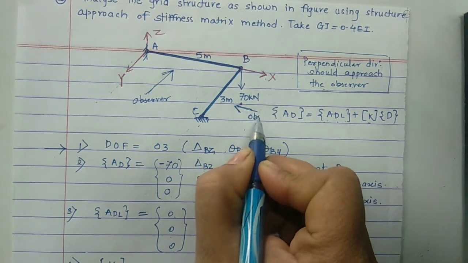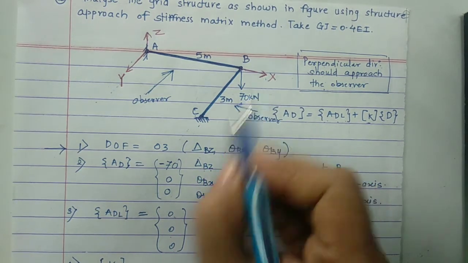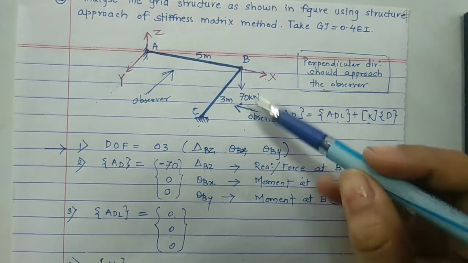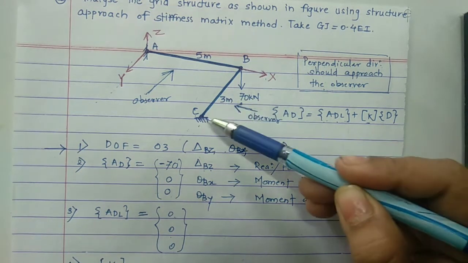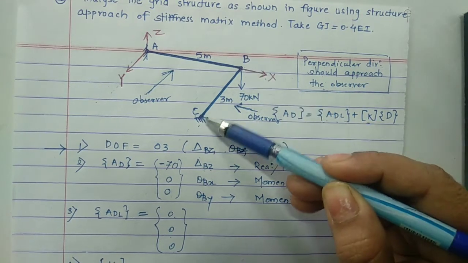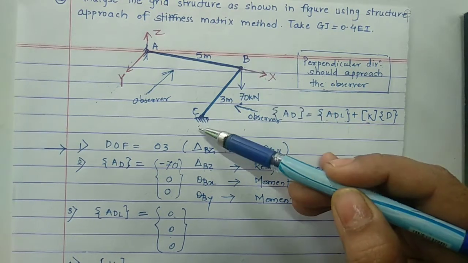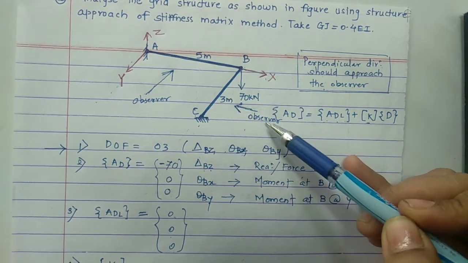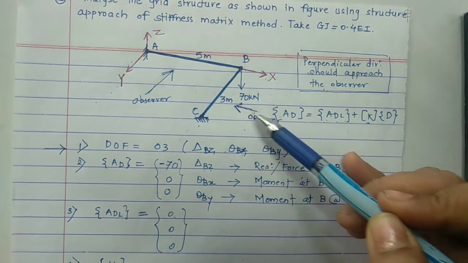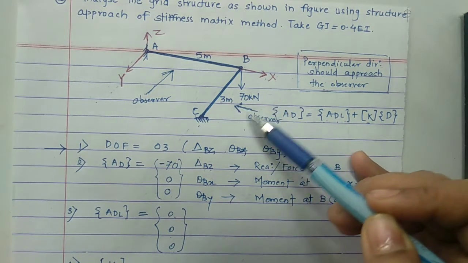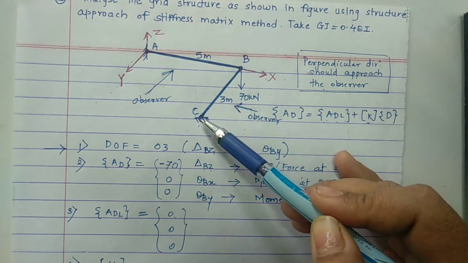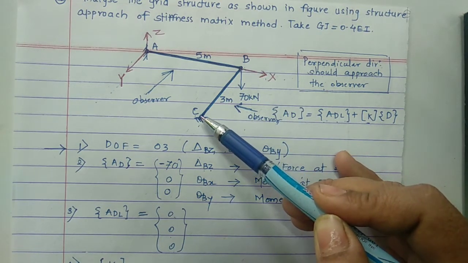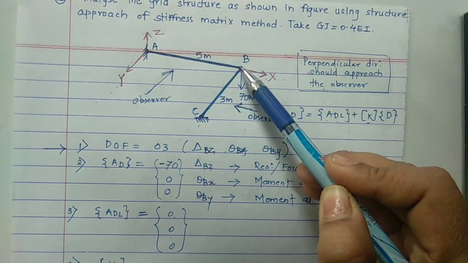So here the observer should look at member BC in this direction. Now from this direction, how will you read the member? Left to right, that is C to B, not B to C. If you look from this direction, that is the correct direction of the observer. The perpendicular direction should approach the observer. So here we'll read this member as C to B. That way you should draw that member.